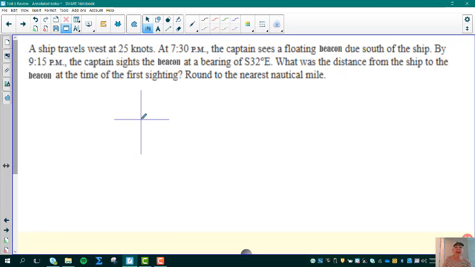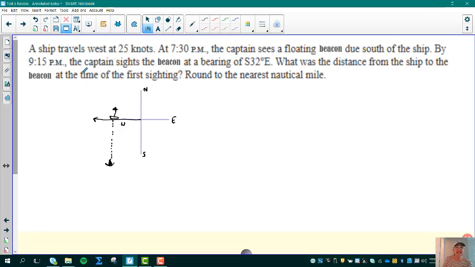And we're traveling due west at 25 knots, so heading west. There's my boat. At 7:30 p.m., the captain sees a floating beacon due south of the ship. All right, so due south would be straight down, because remember, here's north, south, east, and west. So due south, there's a floating beacon. There's my beacon. Such artwork.